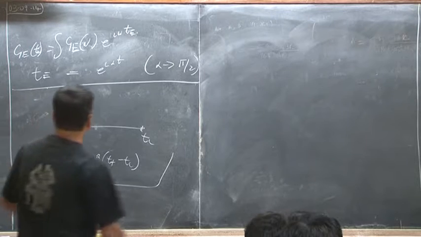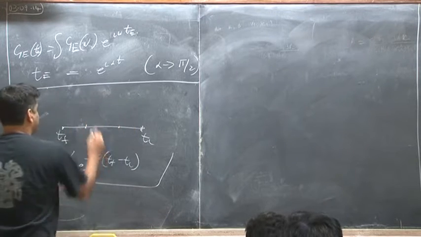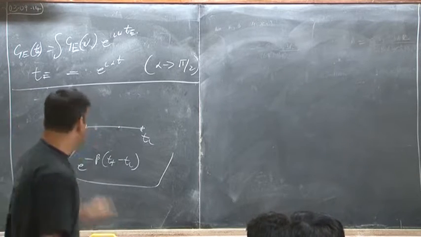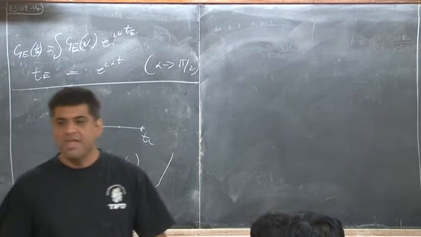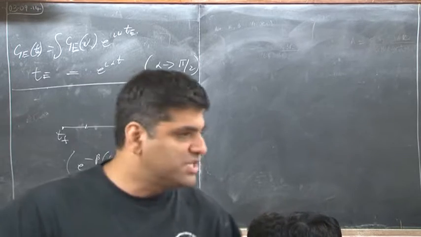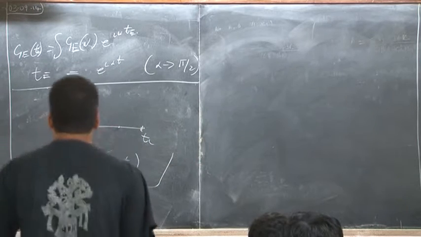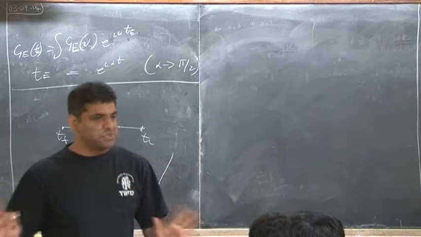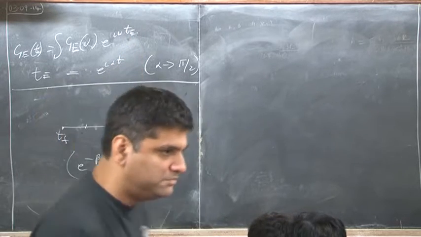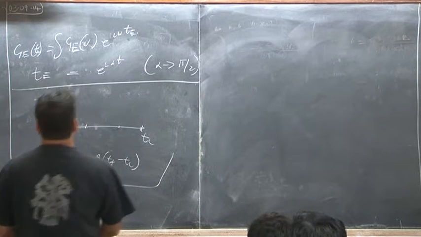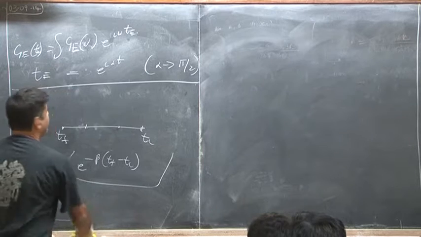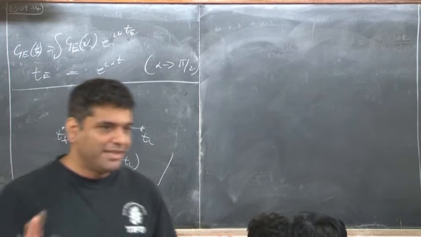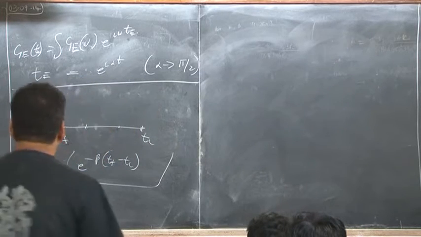Similarly, if we put some insertion here and another insertion here, the evolution from here to here is only well defined if this time is later than that time. So in this Euclidean correlator that we're talking about, we should think of this TE as having a definite sign, and we're choosing the convention so that the sign is positive. Now, suppose we look at the definition of this Green's function to start with. So there's a positivity of T.